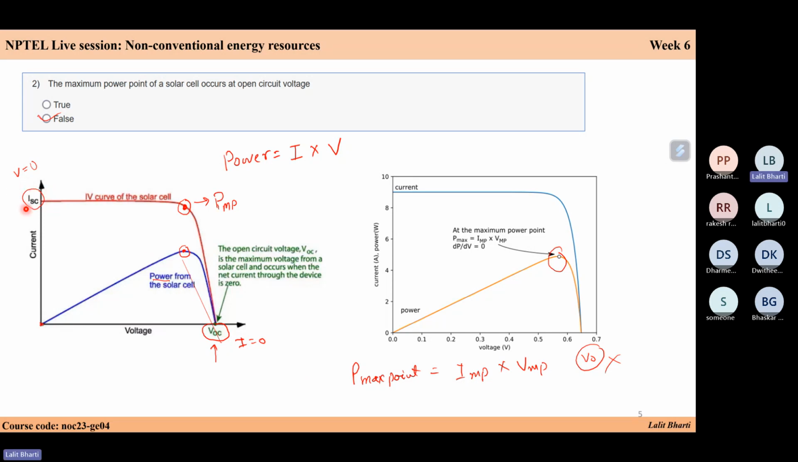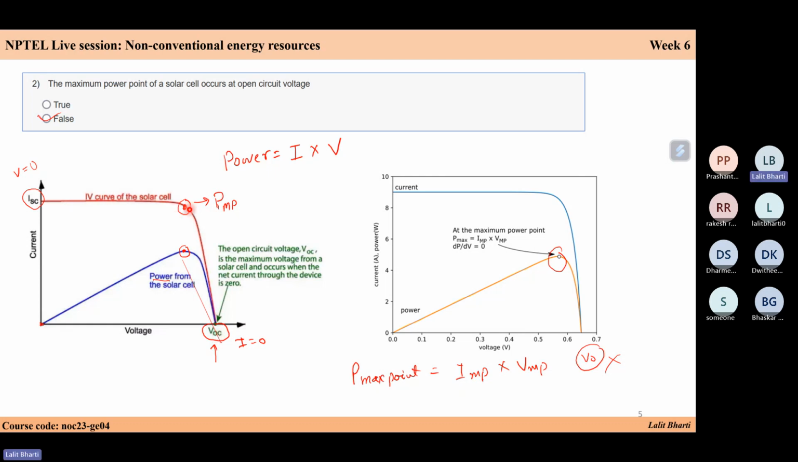And ISC is the short circuit current. Short circuit means you are just completing the circuit, but ideally you have no resistance. So your voltage is zero and your current is highest. So ISC is the highest level of current and VOC is the highest level of voltage. If you make this curve, this is a typical curve. If your voltage is decreasing, your ISC is increasing. Similarly, if your current is decreasing, your VOC is increasing.